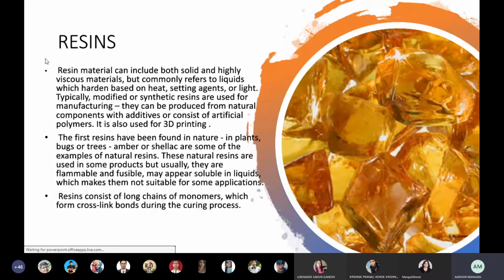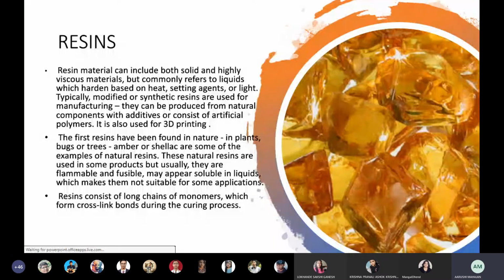Resin material can include both solid and highly viscous materials, but commonly refers to liquids which harden based on heat, setting agents, or light. Typically, modified or synthetic resins are used for manufacturing. They are produced from natural components with additives or consist of artificial polymers. It is used for 3D printing. Now, first resins have been found in nature, in plants, bugs, or trees. Amber or shellac are some of the examples of natural resins. These natural resins are used in some products, but usually they are flammable and fusible.